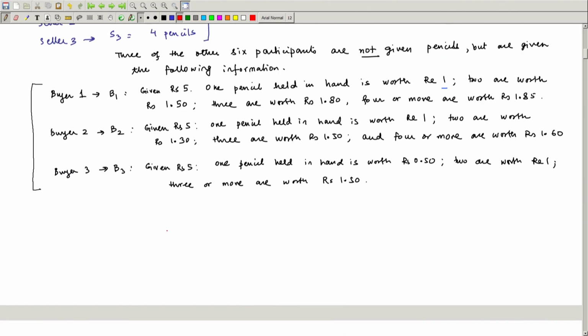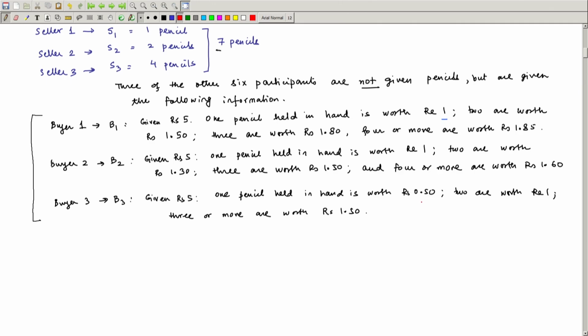So, for buyer 3, 1 pencil is worth 0.5, he pays 0.9, so his net gain is minus 0.4, that is not good, so that is negative. 2 are worth 1, so he pays 1.8, gets 2 pencils worth 1 rupee, so his net gain is 1 minus 1.8, again negative, and for 3 or more also his net gains are going to be negative.